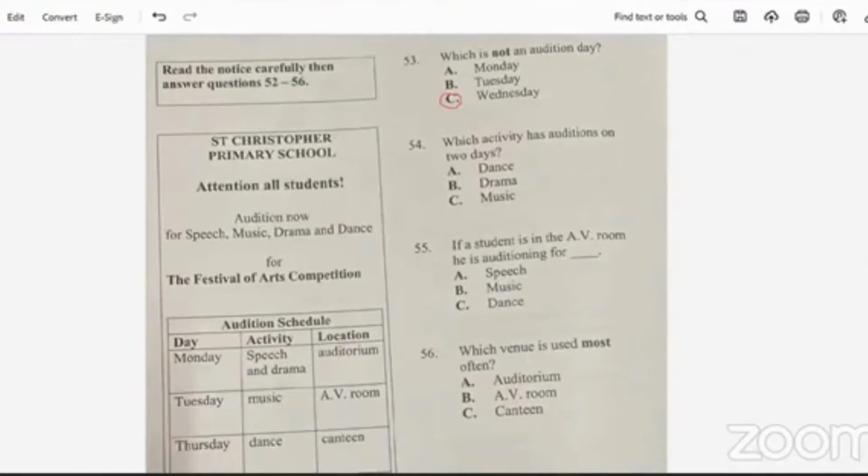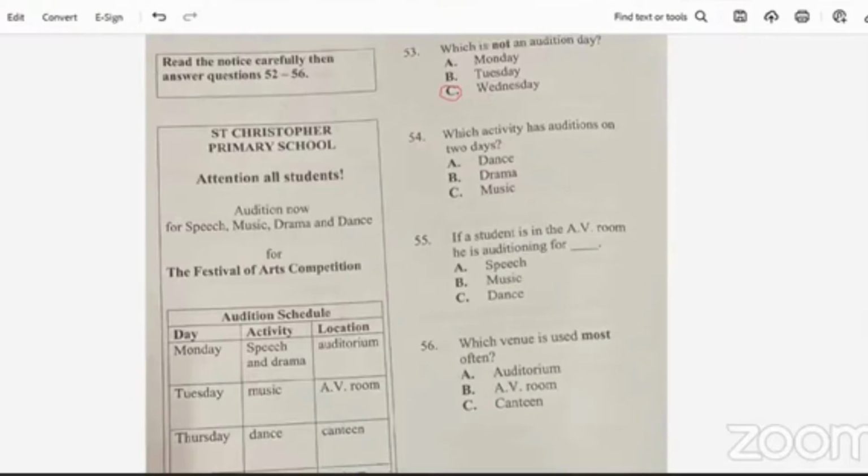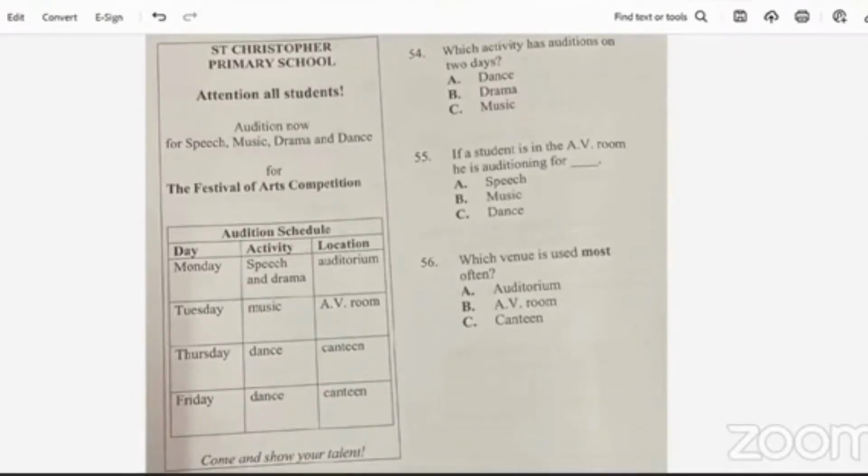All right, it says, which activity has auditions on 2 days? Is it dance, drama, or music? So we have dance on 2 days, Thursday and Friday. So the answer would be A, dance. Question 55. If a student is in the AV room, he is auditioning for speech, music, or dance. Location AV room, that's music. So the answer is B, music.